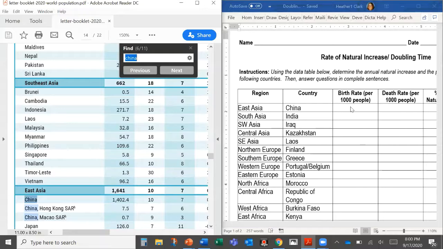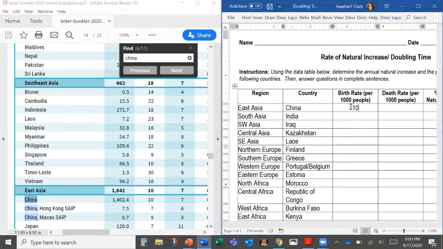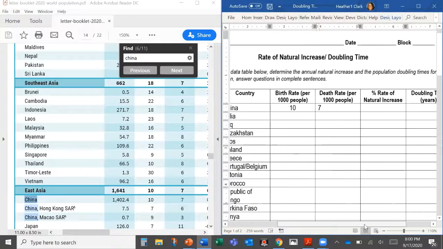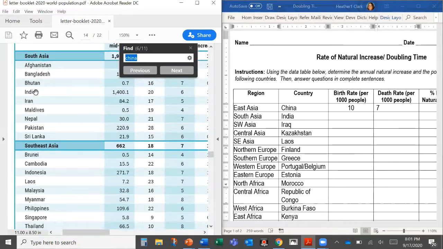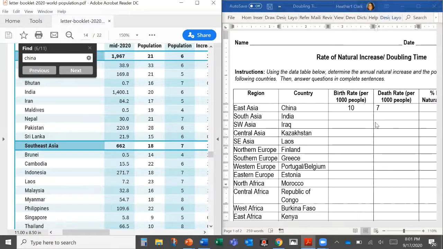They have 10 for the birth rate and 7 for the death rate. For natural increase rate, we'll come back to that in a minute. Right now we're just doing the birth rates and the death rates. Then I want to go to India and find out India's total. India's right here, and it's 20 and 6. So we're going to put 20 and 6 in here.